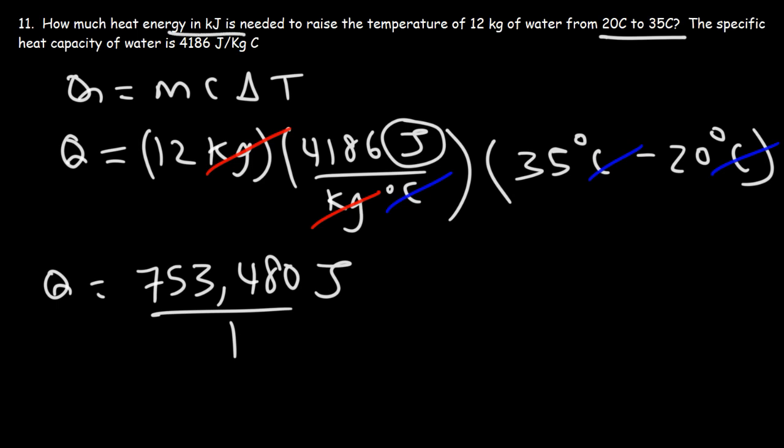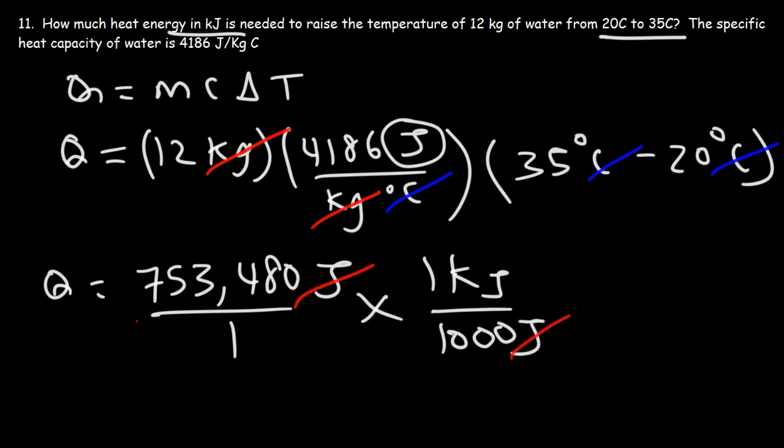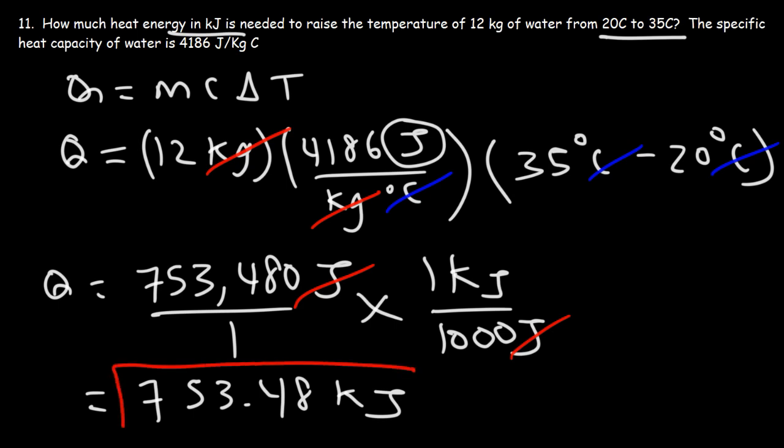Now we want the answer in kilojoules, so let's convert it. 1 kilojoule is equal to 1,000 joules. So we need to divide our answer by 1,000. So our final answer is going to be 753.48 kilojoules. So that's how much thermal energy is needed to heat 12 kilograms of water from 20 to 35 degrees Celsius.